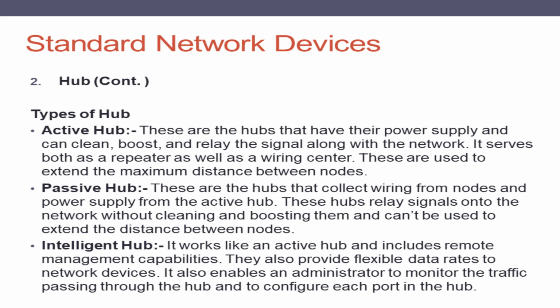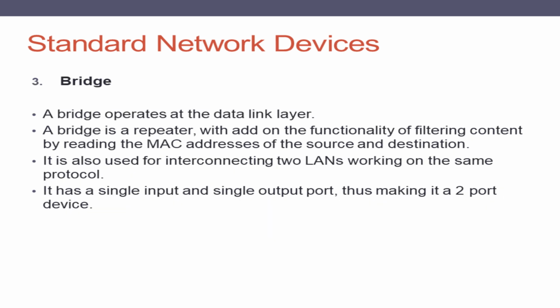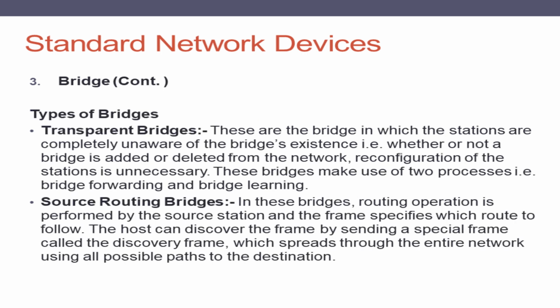It also enables an administrator to monitor the traffic passing through the hub and to configure each port in the hub. Bridge. A bridge operates at the data link layer. A bridge is a repeater, with the added functionality of filtering content by reading the MAC addresses of the source and destination. It is also used for interconnecting two LANs working on the same protocol. It has a single input and single output port, thus making it a two-port device.